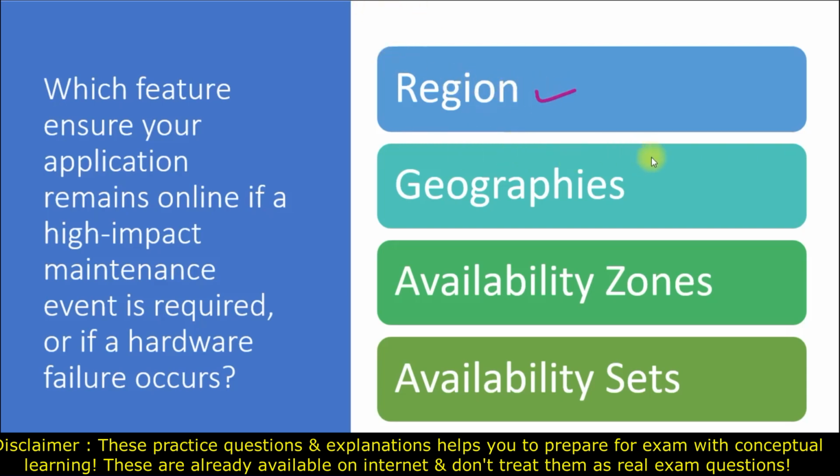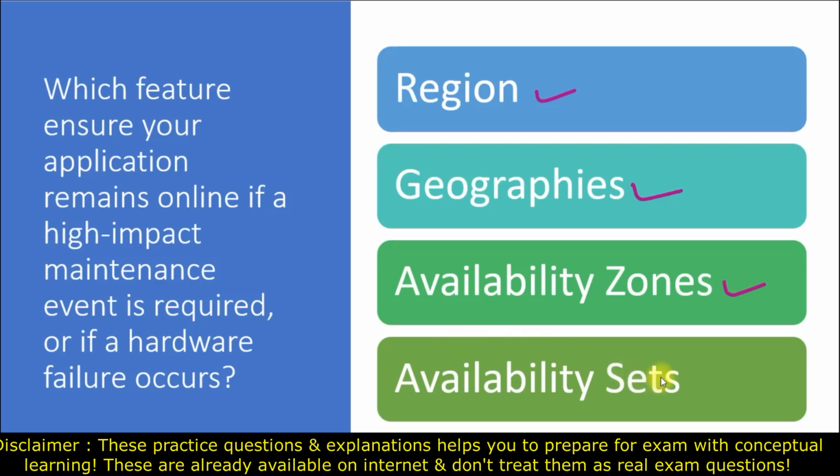Next, we have geographies. Geographies contain two or more regions that preserve data residency and the compliance boundary. If we talk about availability zones, they are physically separate locations within a region with their own power, cooling, and networking resources. This is how we define availability zones.